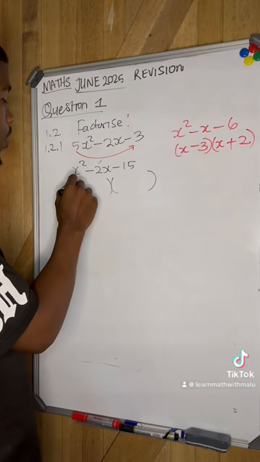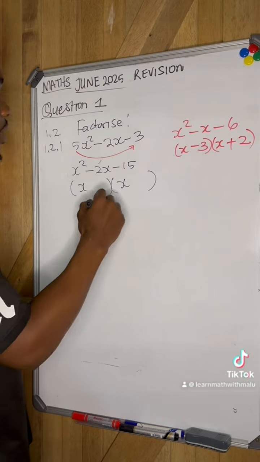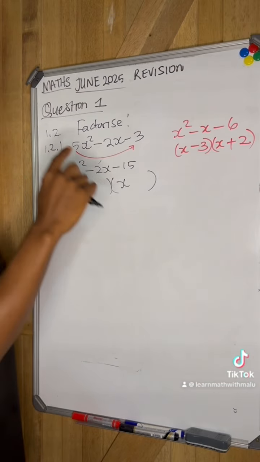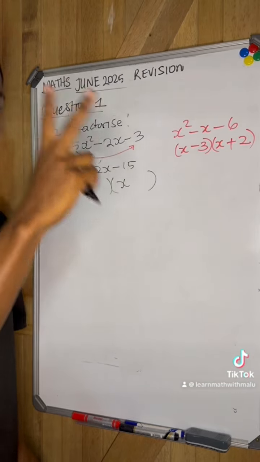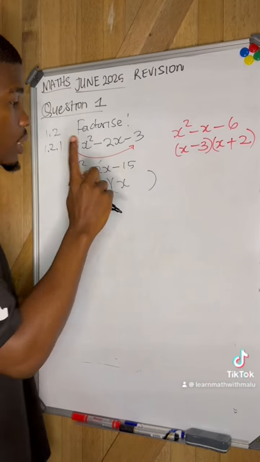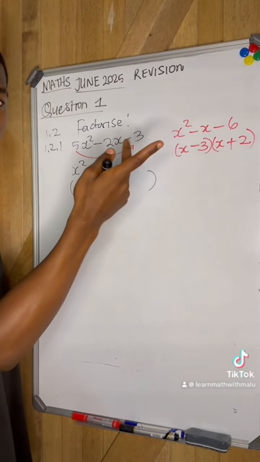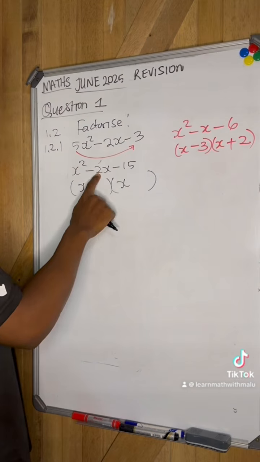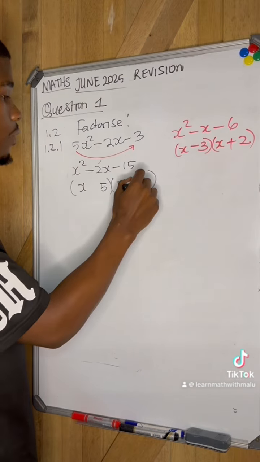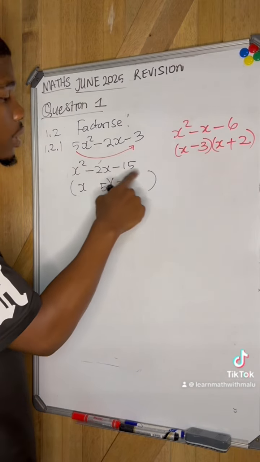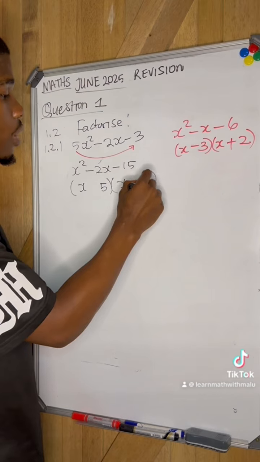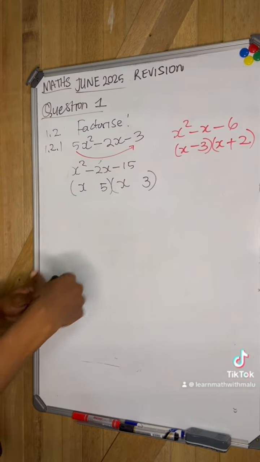Now, factors for x squared, it's x and x. Factors for 15: if I multiply, the numbers must multiply to give 15, and add or subtract to give 2. So it's 5. Remember, big factor on this side, small factor on this side, and then we have 3.